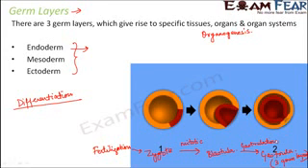So this is like the basics of what happens during the initial phases of development. Now let us see, where do we see these three germ layers? If you look at these images, the orange colored layer which you see here, that's ectoderm. Ecto means outside, so ectoderm is the outermost layer. So this orange layer is ectoderm.